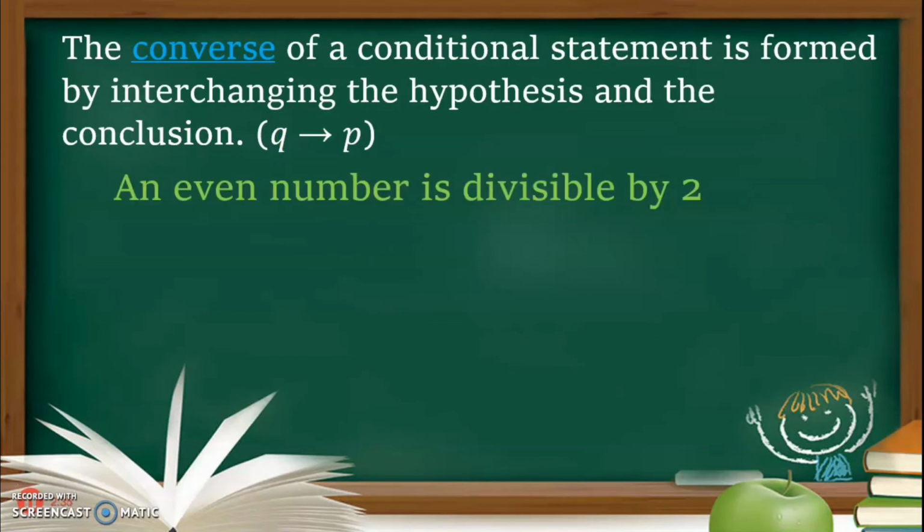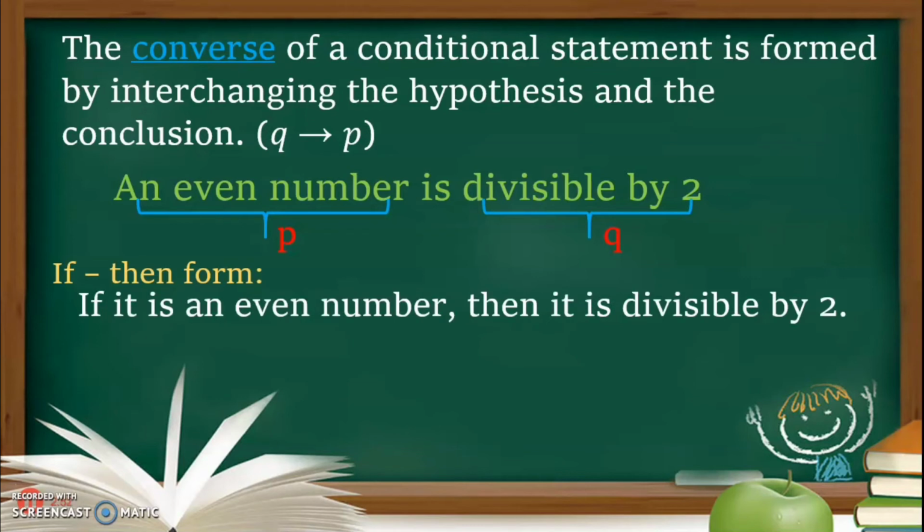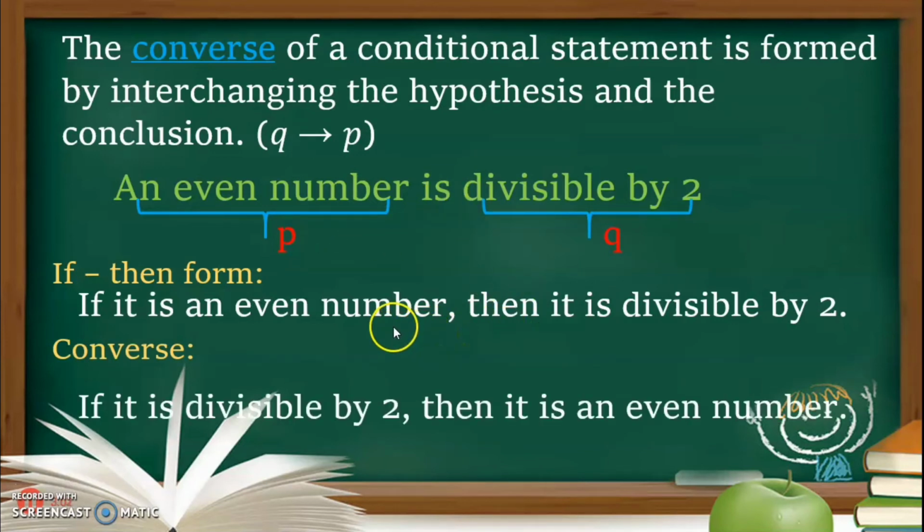So, example, an even number is divisible by 2. Alam na natin na may linking verb tayo, so dito tayo naghahati. An even number, ito yung P, then divisible by 2, ito yung Q. So, if it is an even number, then it is divisible by 2. Sa converse, baliktarin na lang natin: if it is divisible by 2, then it is an even number. Baliktad lang, Q implies P.